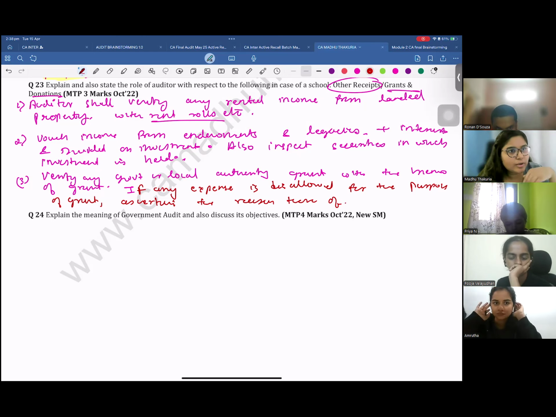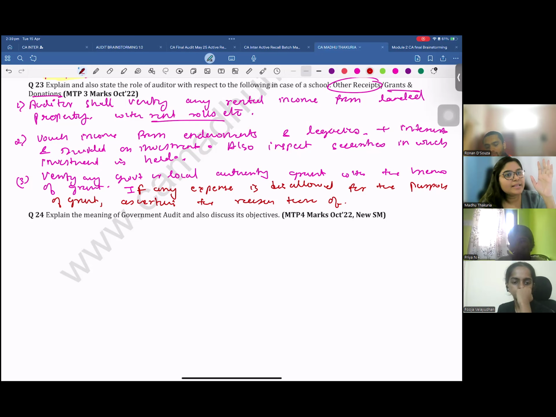Have you studied AS 12, accounting for grants? What kind of grants have you studied over there? Government grant? Yes, ma'am. But what type of grants? Under government grant also, they must have mentioned somewhere there are grants which are very general in nature, right? It can be used for any purposes.